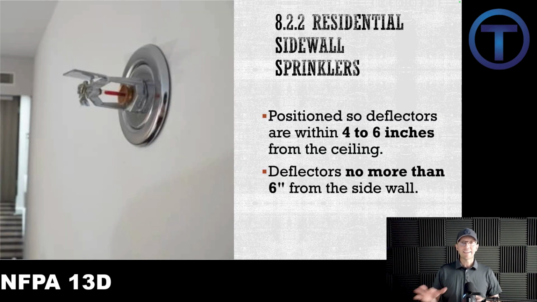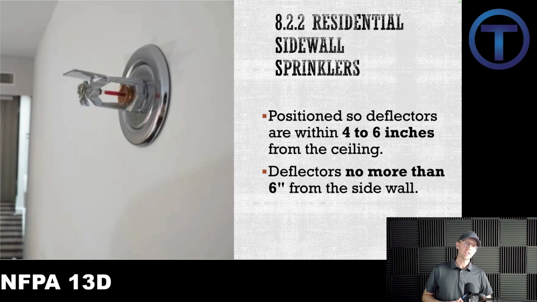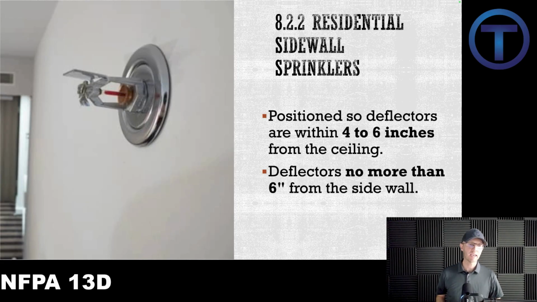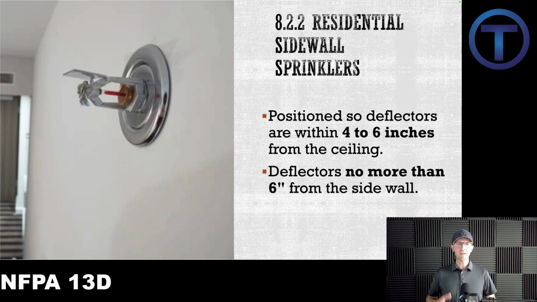Let's talk about a different sprinkler type here. We have a sidewall sprinkler in 8.2.2. Residential sidewall sprinklers come out from the wall and deflect water across the room. These are supposed to be positioned so the deflectors are within 4 to 6 inches from the ceiling. So those need to be installed up high. And the deflectors are to be no more than 6 inches from any sidewall.